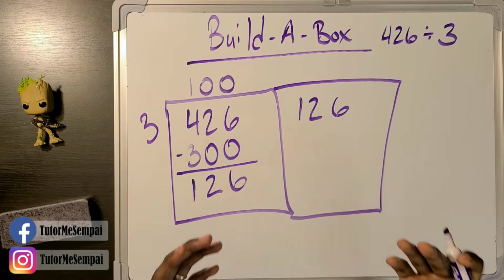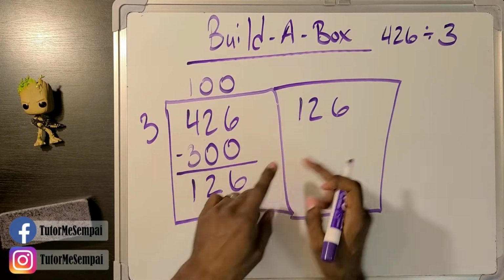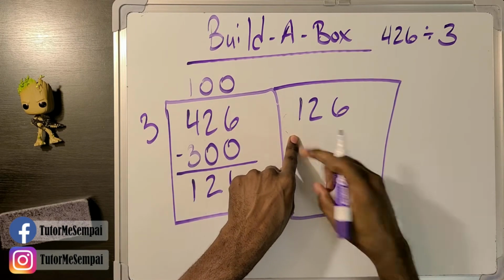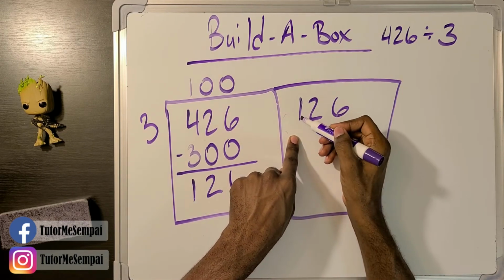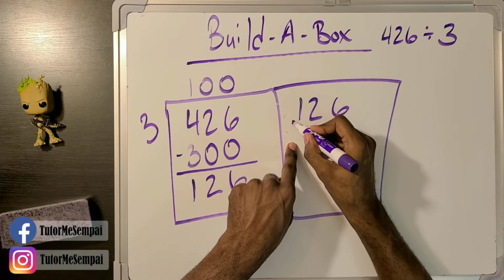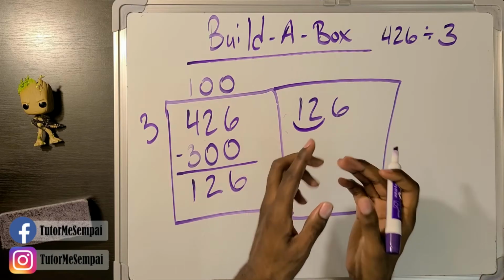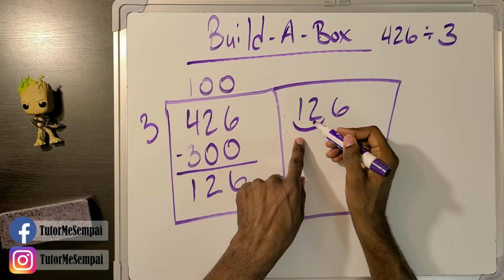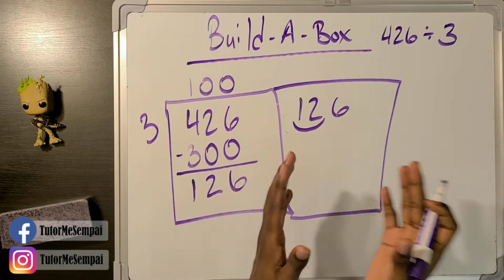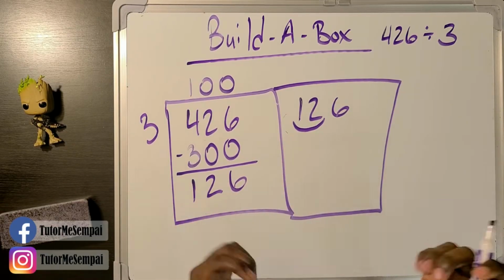And we do the same exact thing that we did over here, except we're focusing on this number now. So we're going to look at this first number here. How many groups of 3 can you get out of this 1 here? Well, you can't get any. So instead of looking at just the 1, we're going to be looking at the 12 now. How many groups of 3 can you get out of this 12? If you're trying to break 12 up to groups of 3, how many groups would you get?